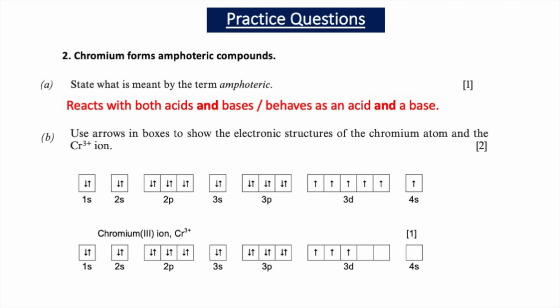Now in part B, you're asked to use arrows in boxes to show the electronic structures of the chromium atom and the Cr3+ ion. Well, chromium's an irregular one, so it ends in 4s1 3d5. And chromium 3+ would therefore end in 3d3. 1 mark for each correct electronic configuration.